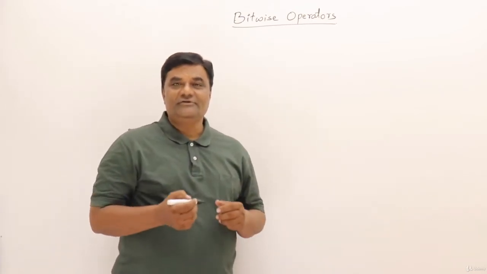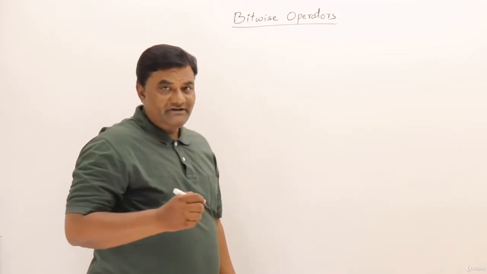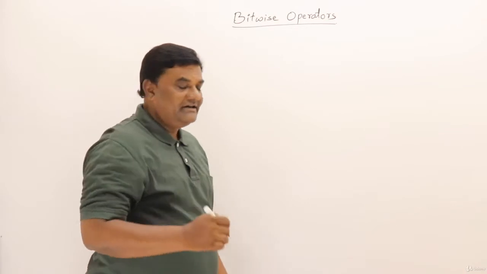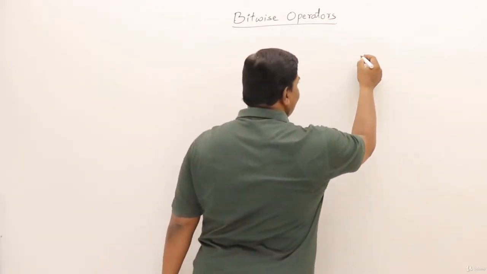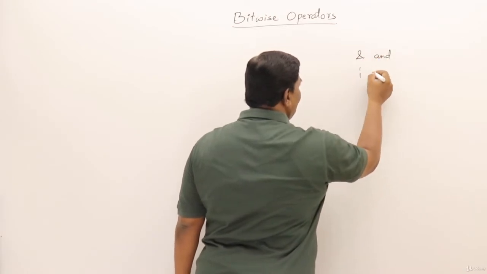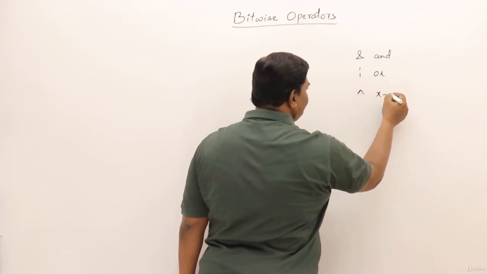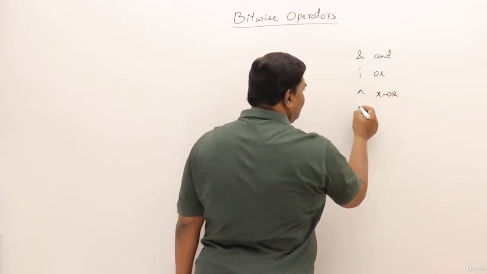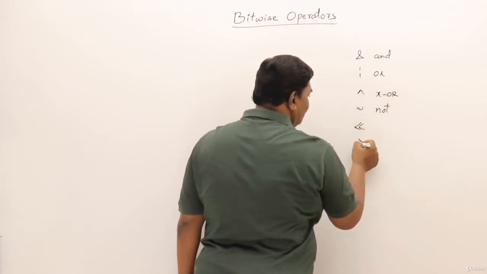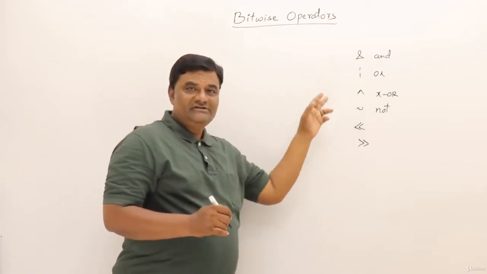Bitwise operators, this is one of the interesting topics. These operations are performed on the bits of the data, not on the whole data as a single unit, but on the bits of the data. Let us see what operations are available: bitwise AND, bitwise OR, bitwise XOR, bitwise NOT, left shift and right shift. Let me quickly show you how these operations work.